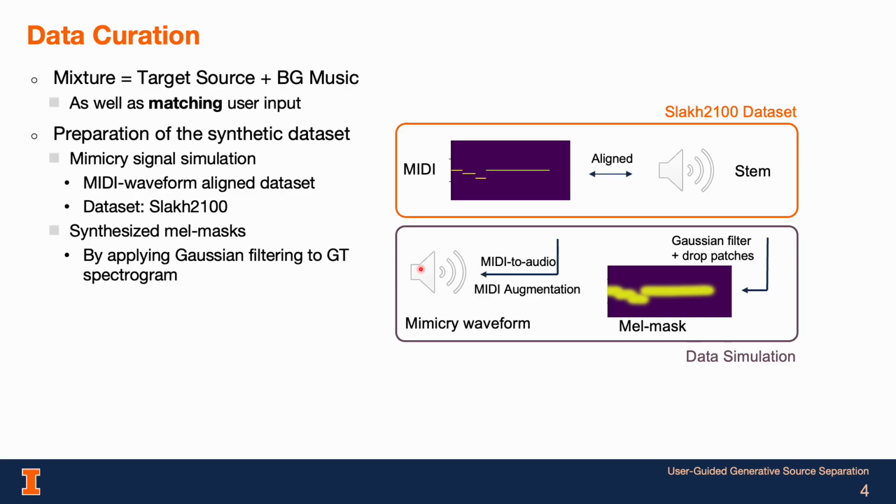For the mask condition, we simulate the user-drawn mask from the target source. This is done by applying a Gaussian filter to the ground truth spectrogram. To make the simulation more realistic, we applied augmentations such as pitch shifts and onset misalignments to reflect real-world user inputs.